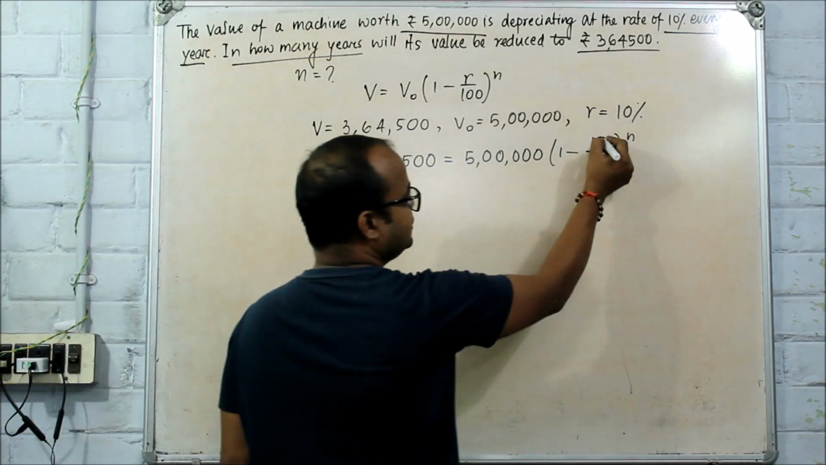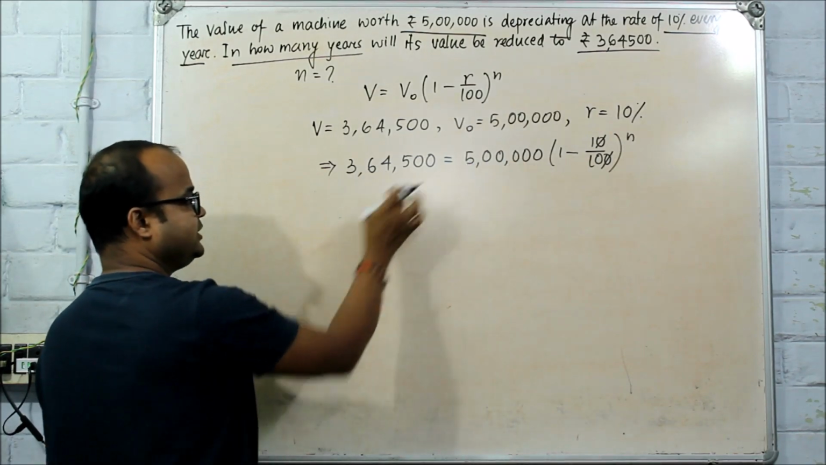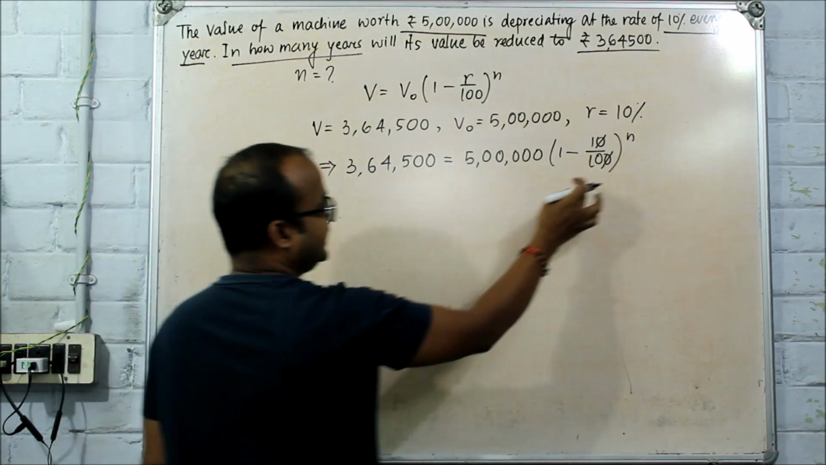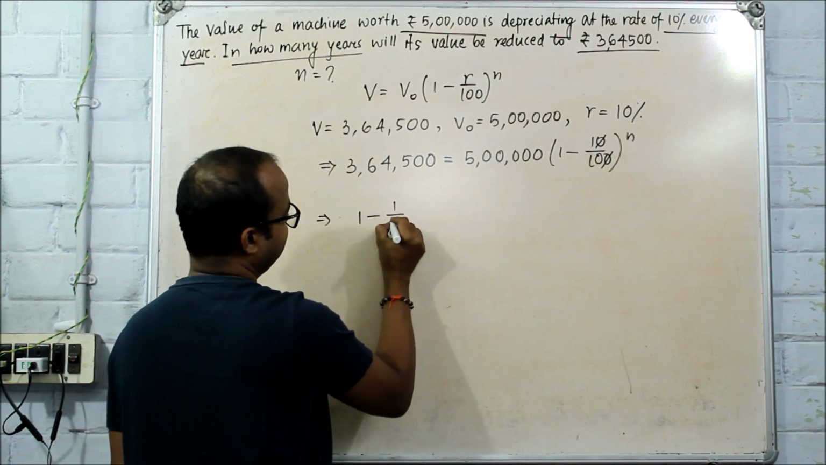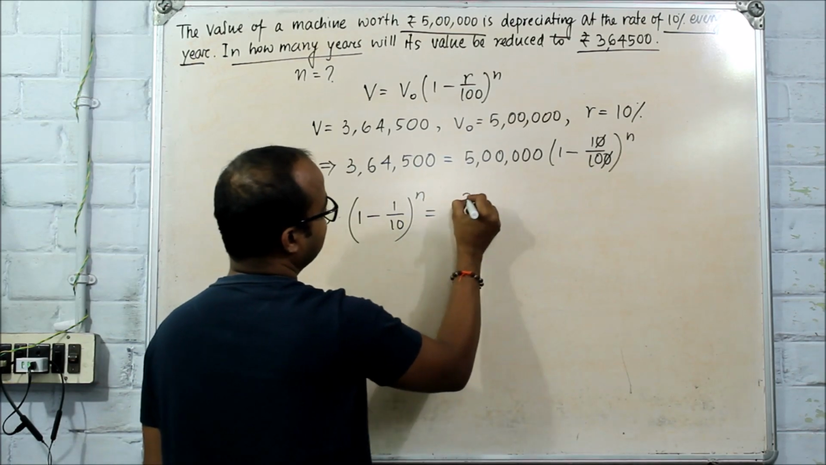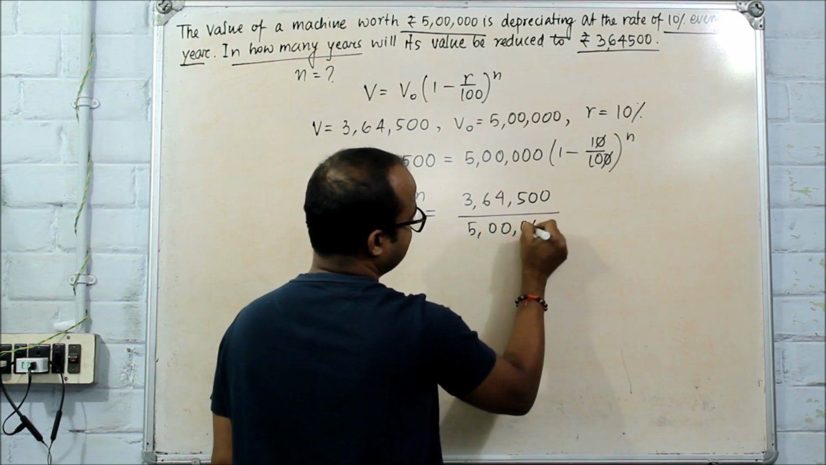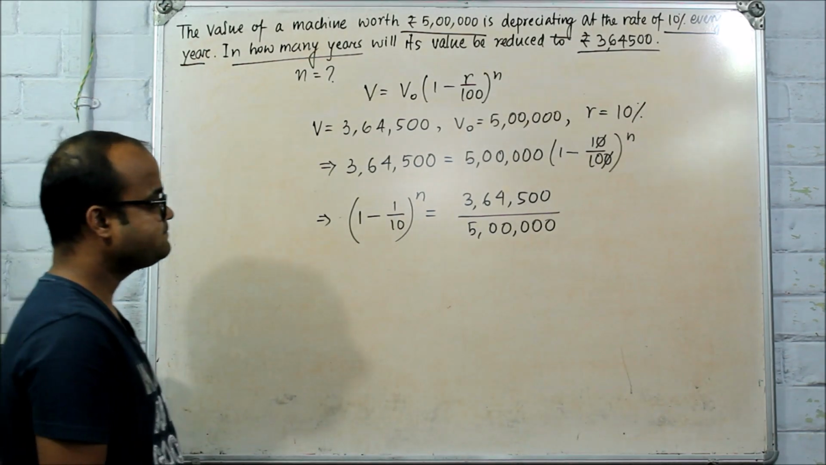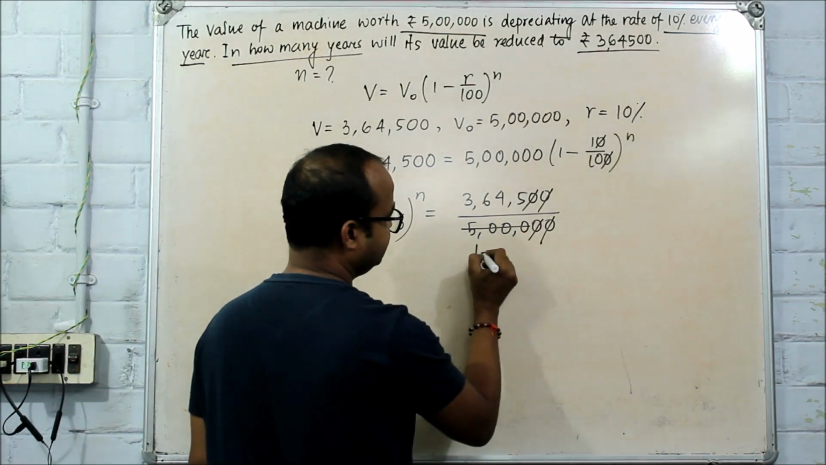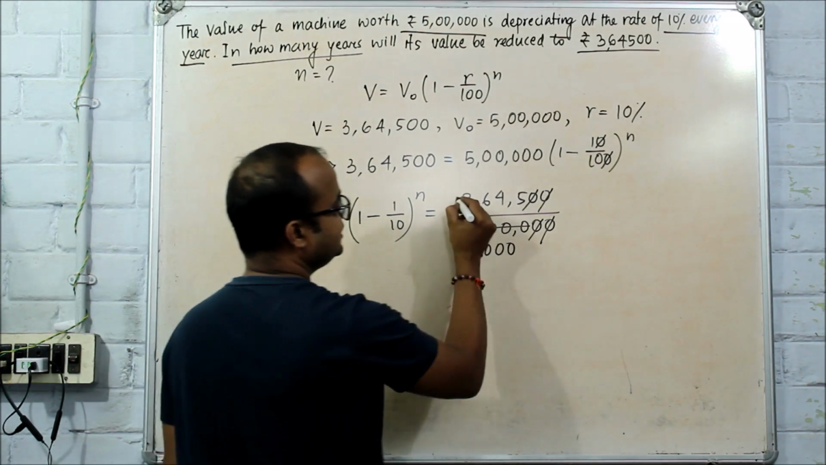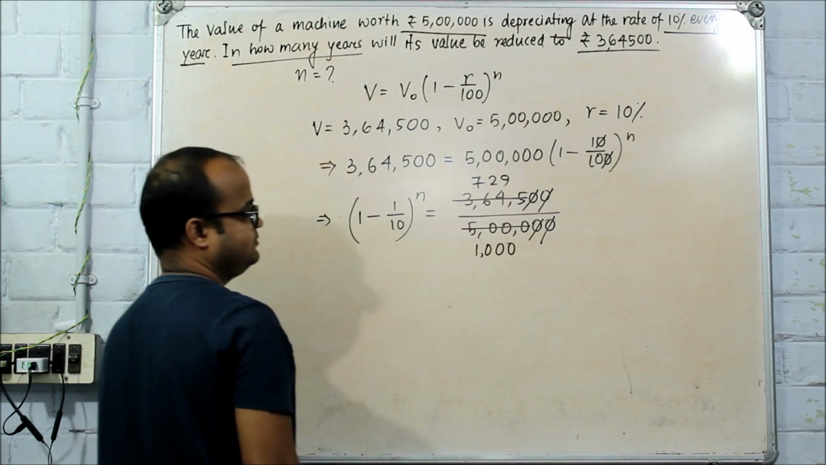Clear? So 10 and 10 cancel. This 5 lakh will change the side, it will come to the denominator, and if you simplify this one, we will get 1 minus 1 by 10. So 1 minus 1 by 10 to the power n is equal to 364,500 by 5 lakh. Clear? 100 and 200 get cancelled. If you cancel with 5, it is coming as 1000. 5 7s are 35, 5 2s are 10, 5 9s are 45.